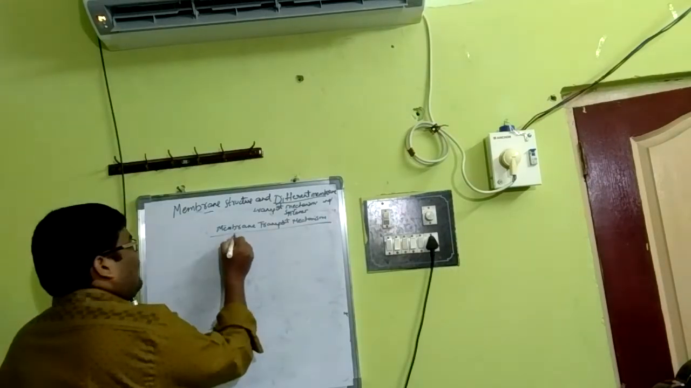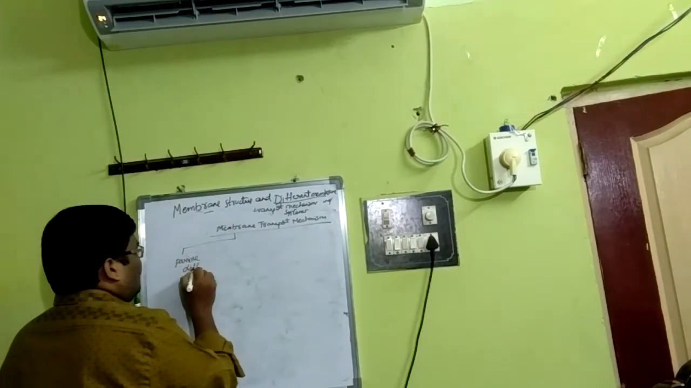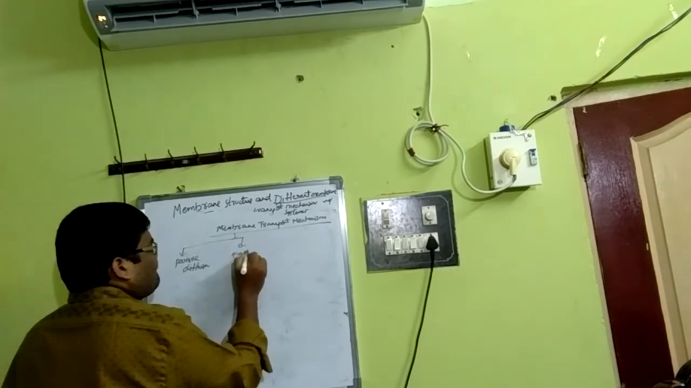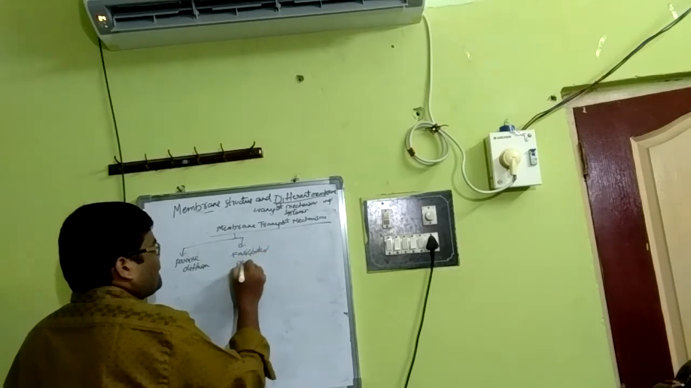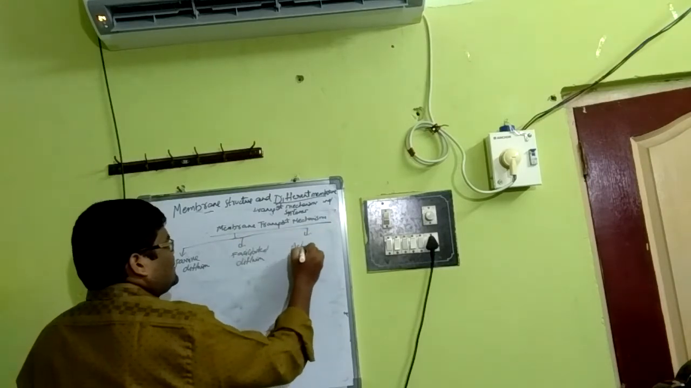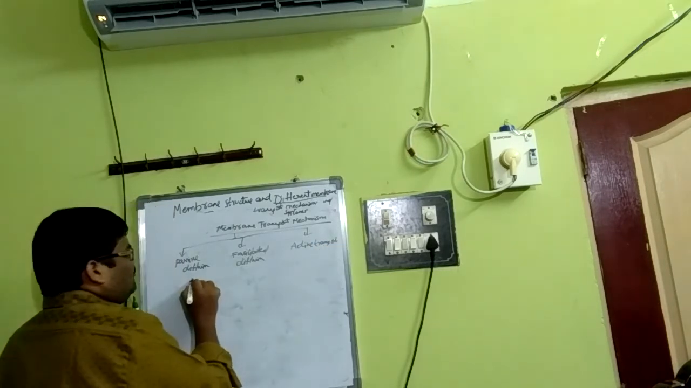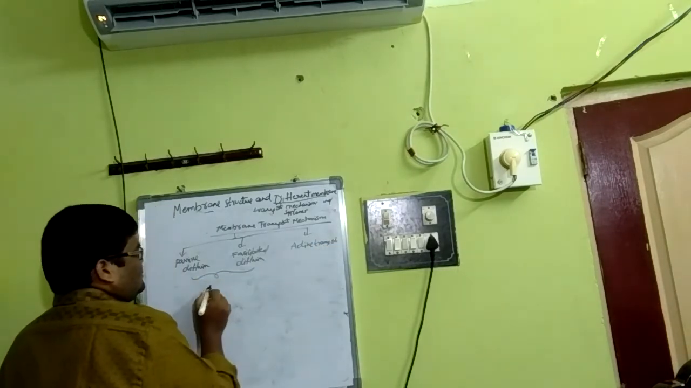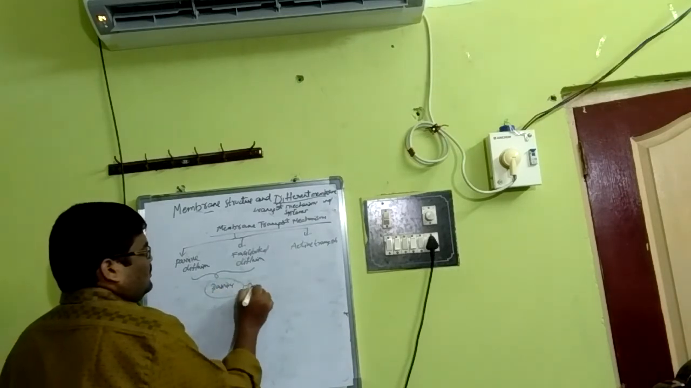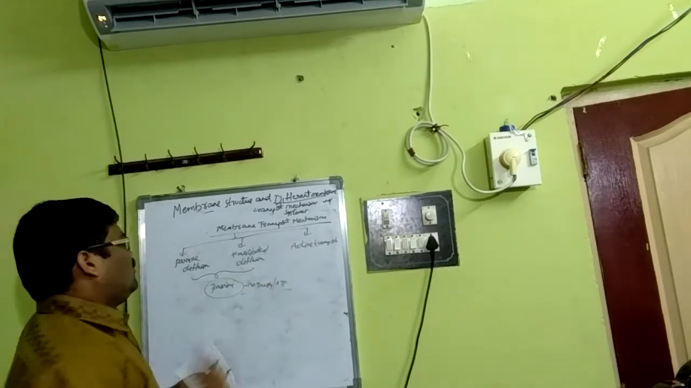Passive transport, simply passive diffusion, then facilitated diffusion, then active transport. Passive diffusion and facilitated diffusion are completely passive. That means they don't involve any energy, that means ATP. This is very important. We'll discuss one by one.